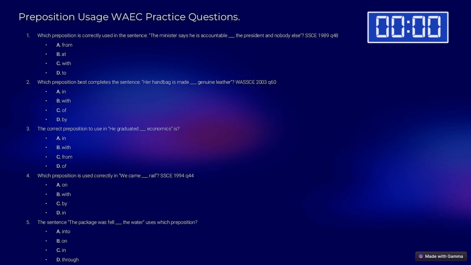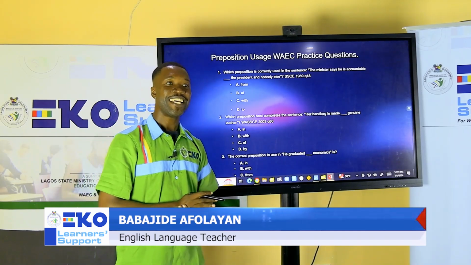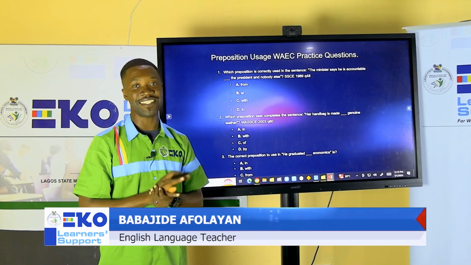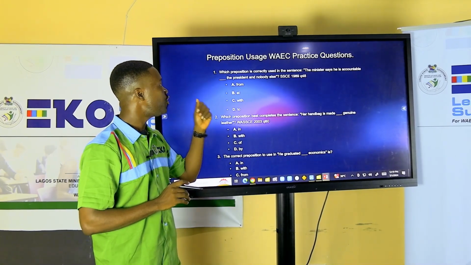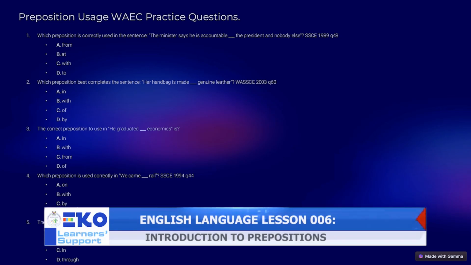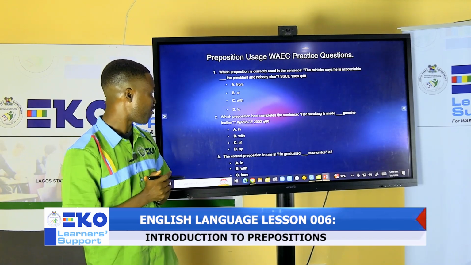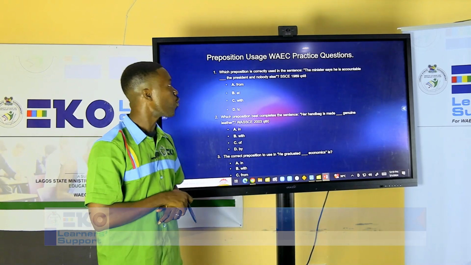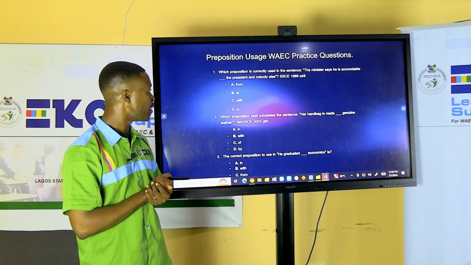Good. I believe we are done with the questions. Let's quickly get the correct answers. Question 1. Which preposition is correctly used in the sentence? The minister says he is accountable dash the president and nobody else. It's taken from SSC 1989, question 48. And the answer is, yes, you guessed right, to. The minister is accountable to the president and nobody else.